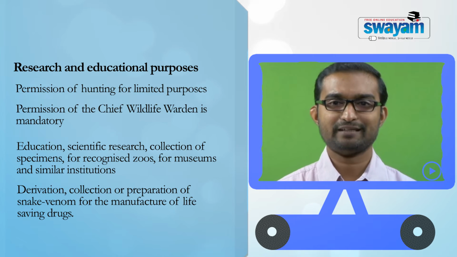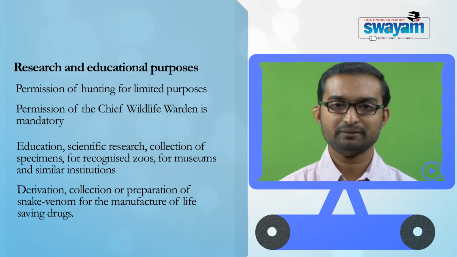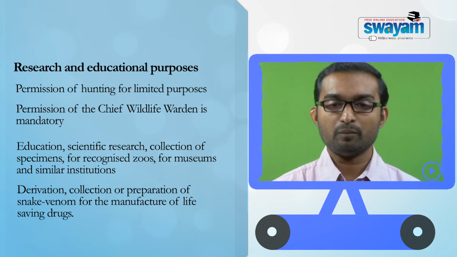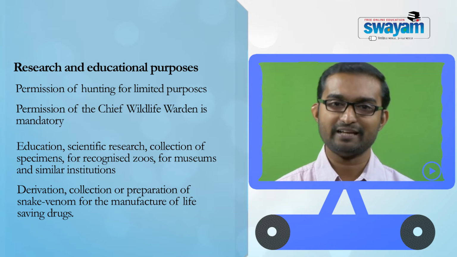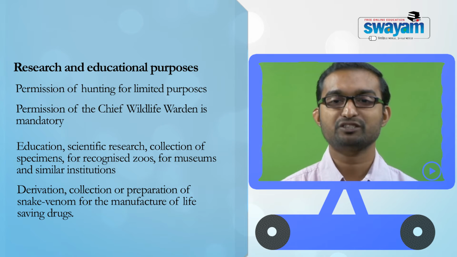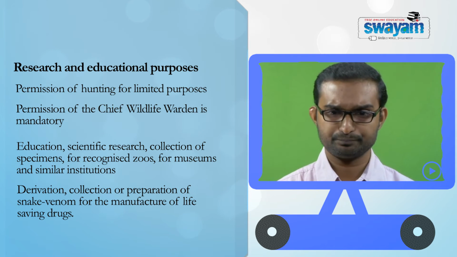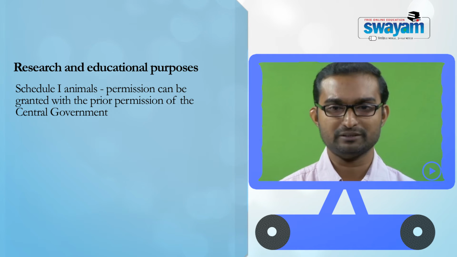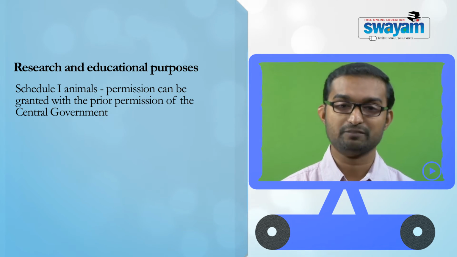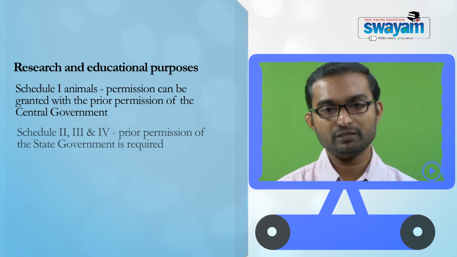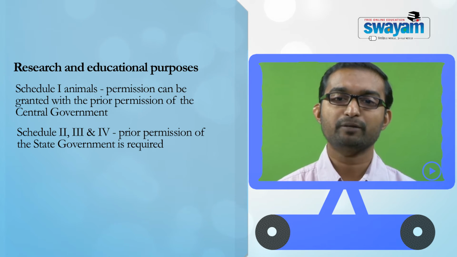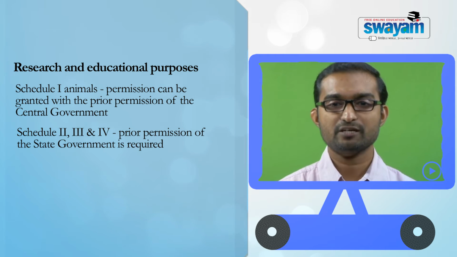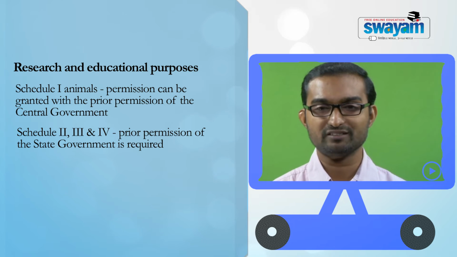So what we can see is that hunting can be permitted, but there are two conditions. It can be permitted only by the Chief Wildlife Warden, and only for certain purposes like scientific research and education, or for preparation of certain medicines like venoms. And if it is a Schedule 1 animal, even for research and educational purposes, prior permission from the central government is mandatory, whereas for Schedule 2, 3 and 4 animals, prior permission from the state government is required. This shows a kind of stringency as far as Schedule 1 animals are concerned when compared to Schedules 2, 3 and 4.